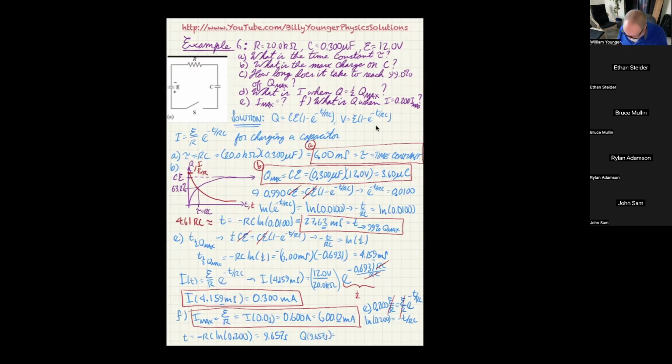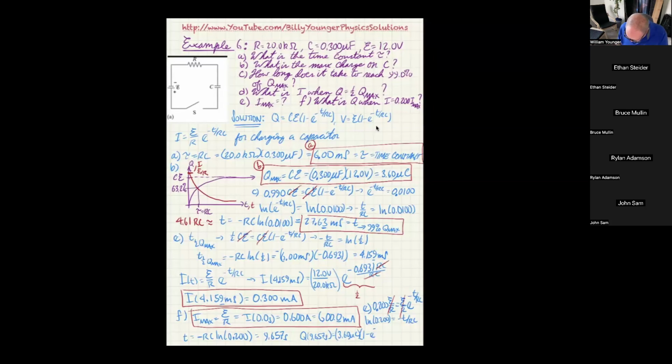I've got to take C times E, so that's 0.3 times 12. Yeah, that's right, C is 0.3 microfarads times 12, which would be 3.6 microcoulombs. So that's 3.6 microcoulombs times 1 minus e. Now, in this case, I'm going to say the ln of 0.2 is 1.609.